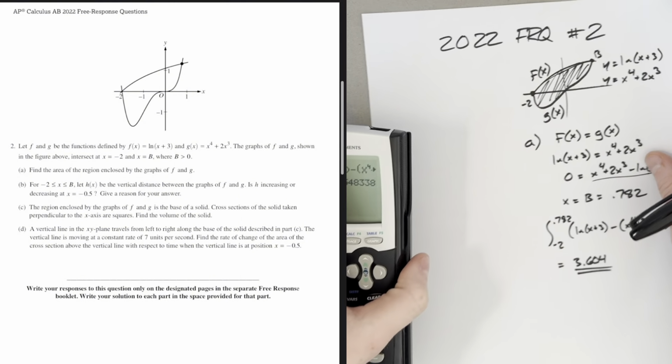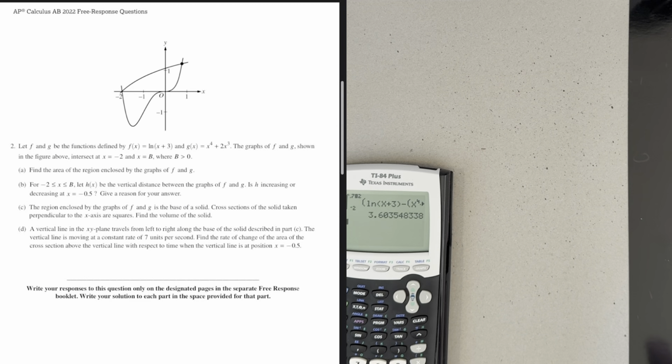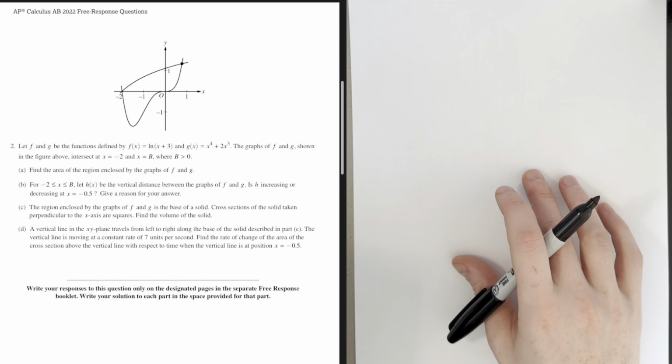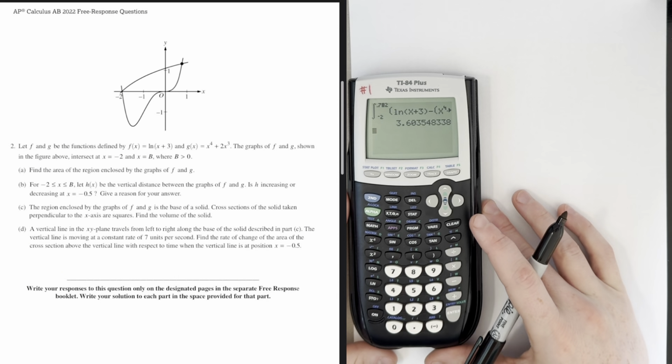Tough question, honestly, for part A, which generally means part B and C might be a little bit simpler, but we'll move on and see what happens.